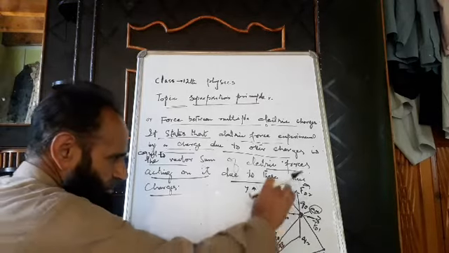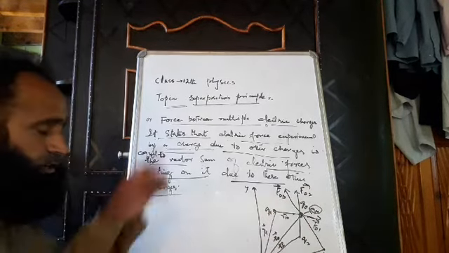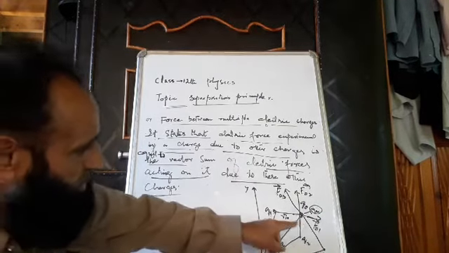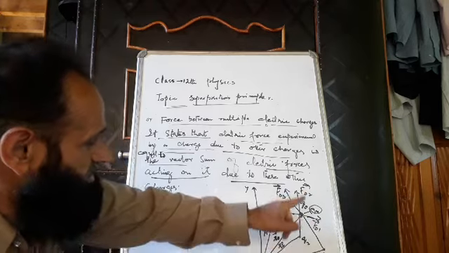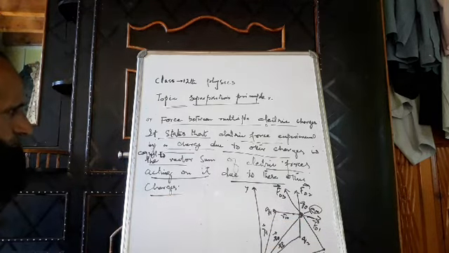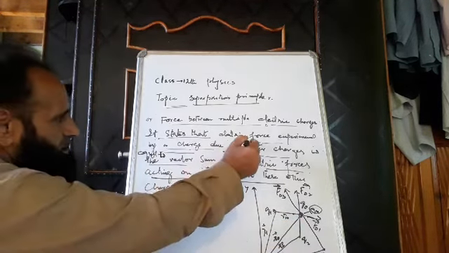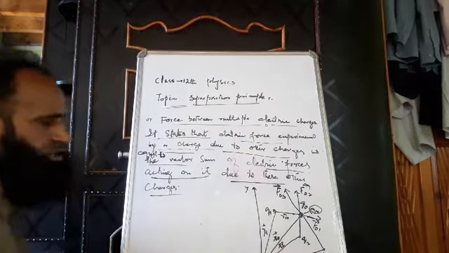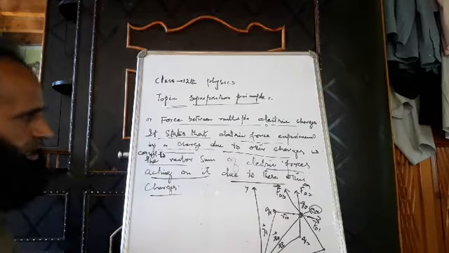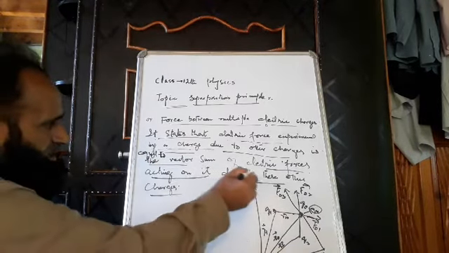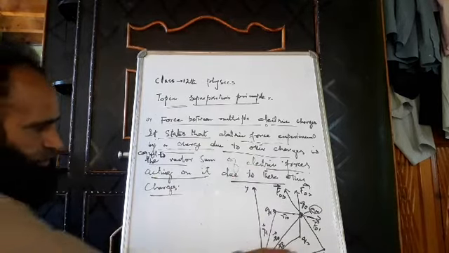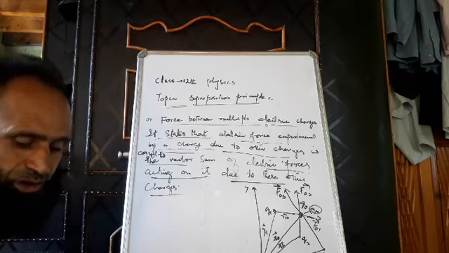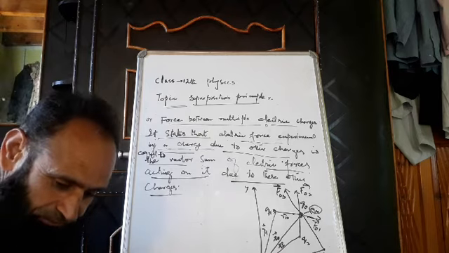We can sum up these forces, whose vector sum is equal to the force experienced on that particular charge. The electric force experienced by a charge due to other charges is equal to the vector sum of the forces acting on it due to the other charges.